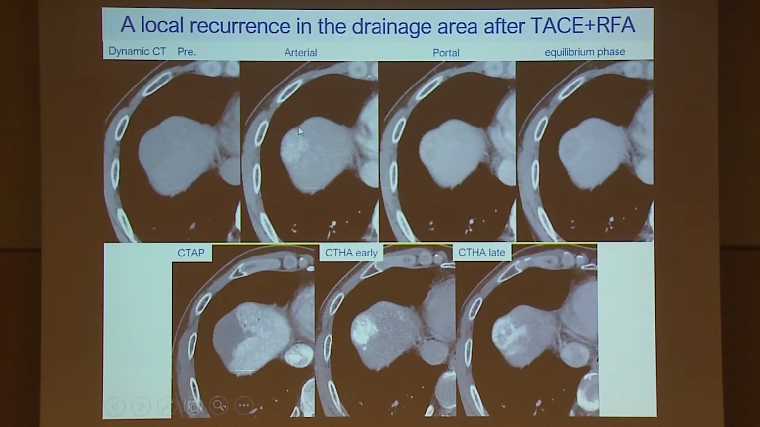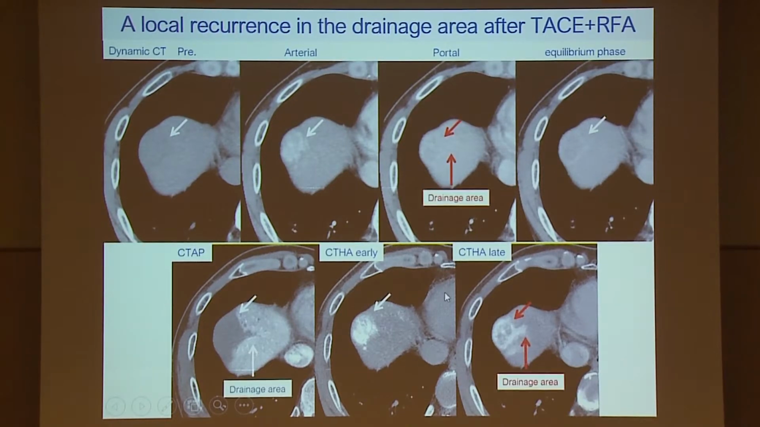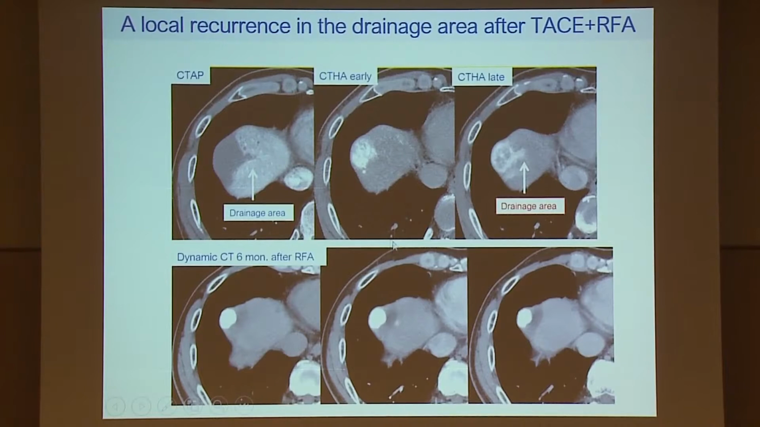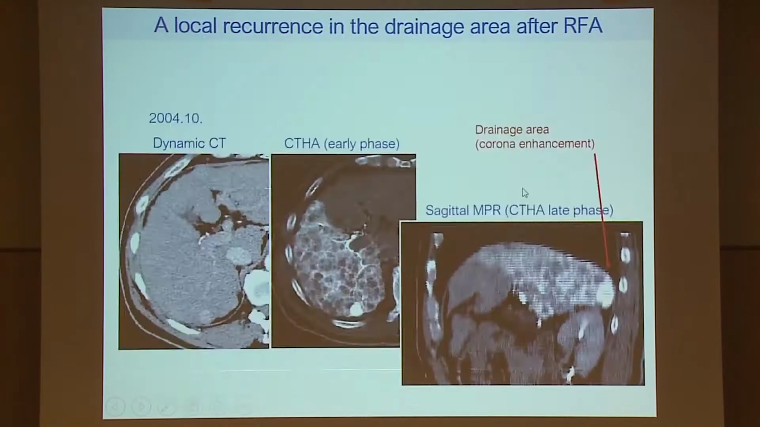Another case, this is also a relatively large HCC, with CTHA showing HCC, and this is the drainage area. So we also performed combined therapy of TACE and radiofrequency. You can see local recurrence here. This area is just corresponding to this drainage area.